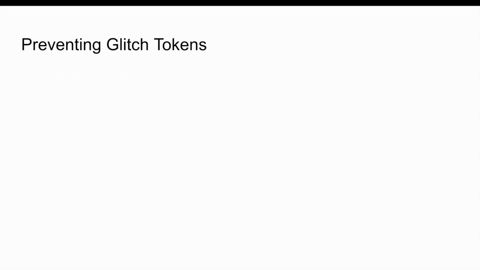How can we prevent glitch tokens within the context of BPE? That's what I'll be talking about for the rest of the talk here. I'm going to talk about two main proposed methods. The first is vocabulary pruning, and the second is constrained merges. So first I'm going to talk about vocabulary pruning.